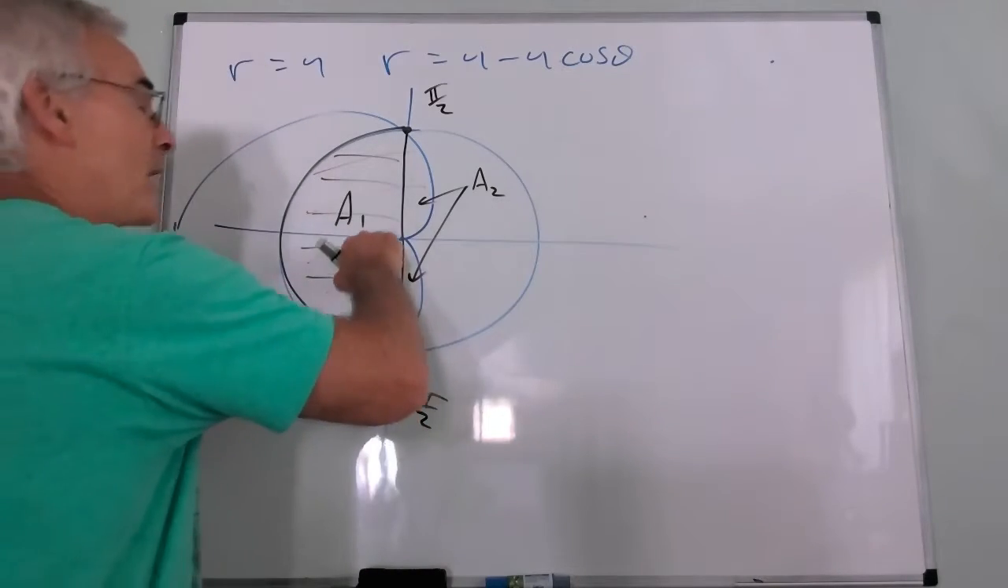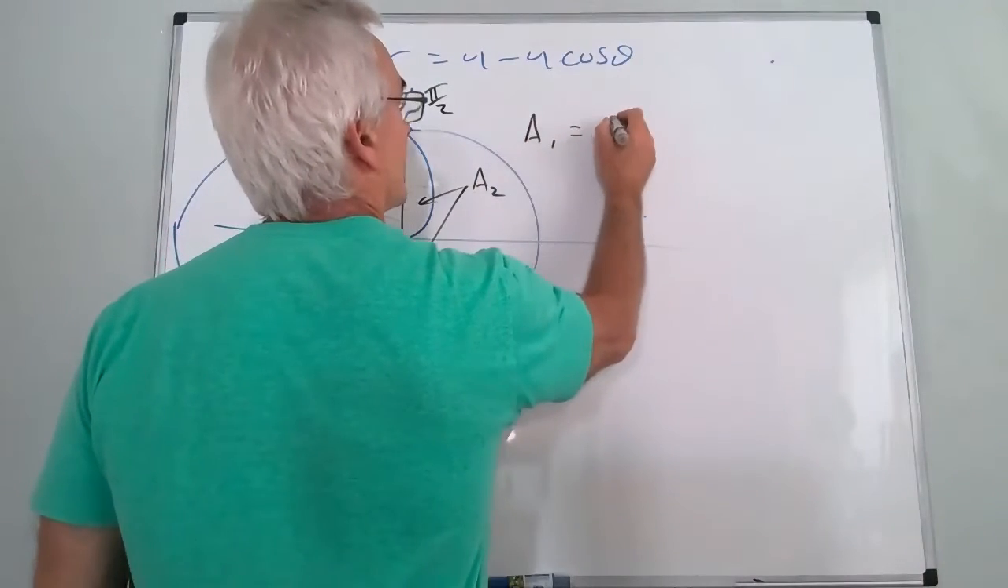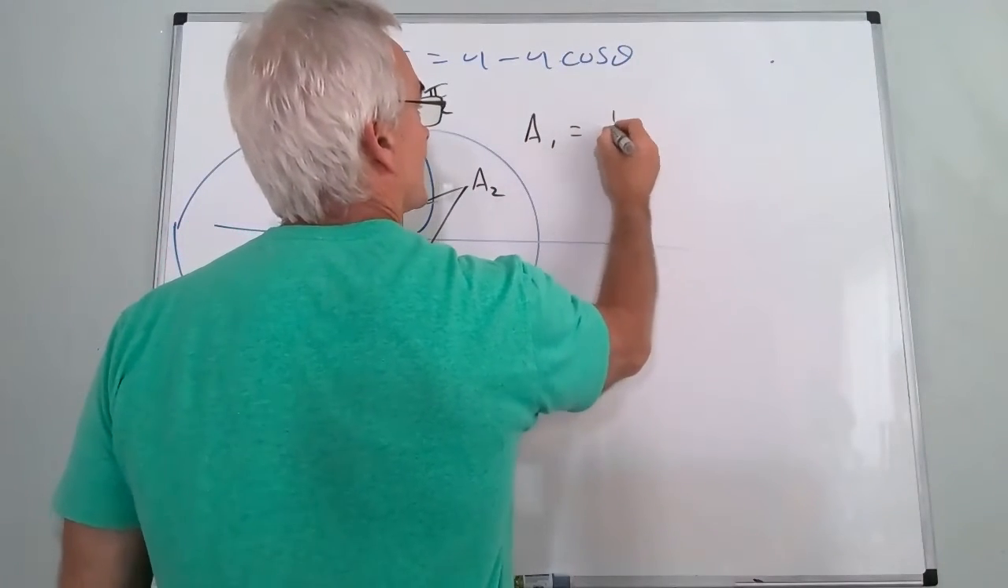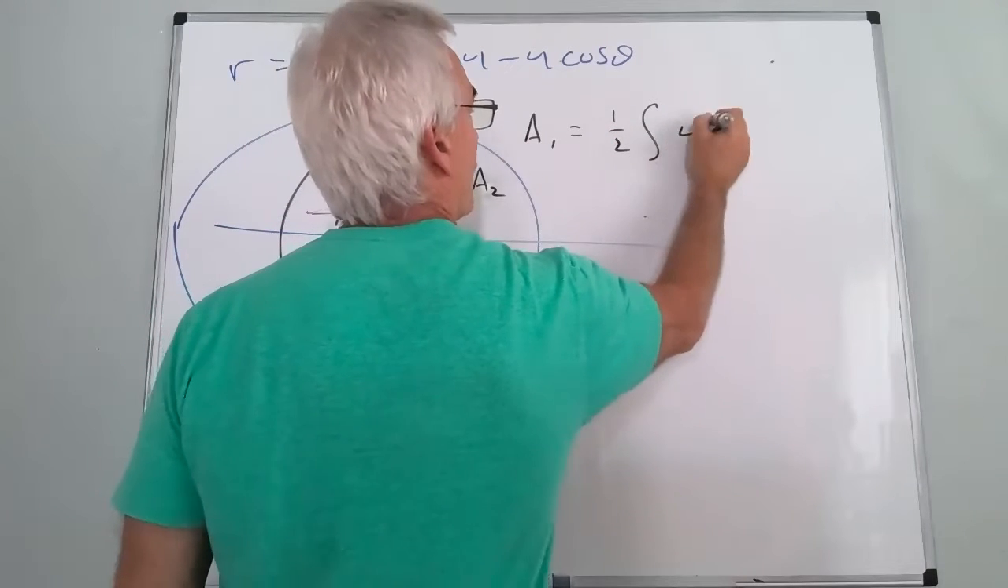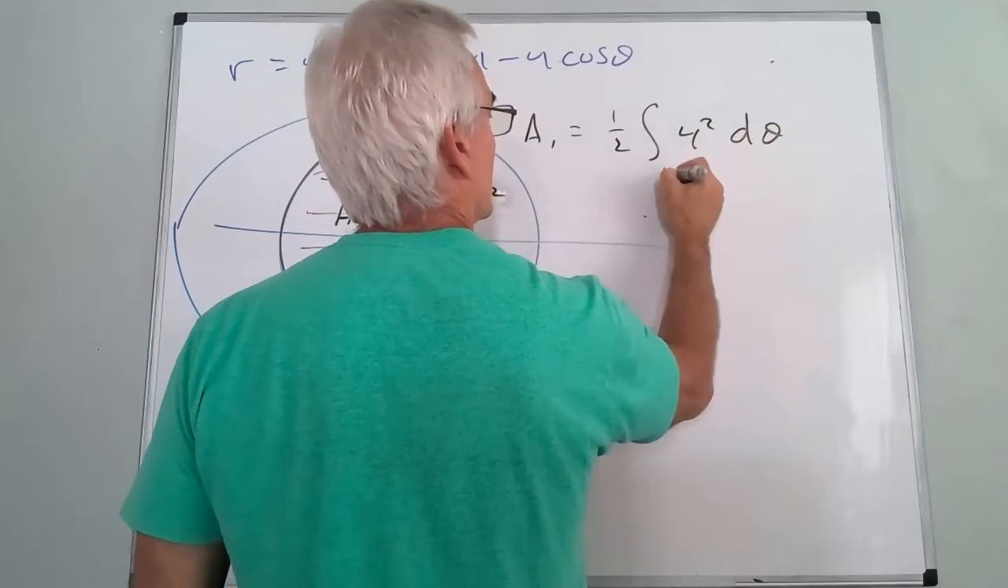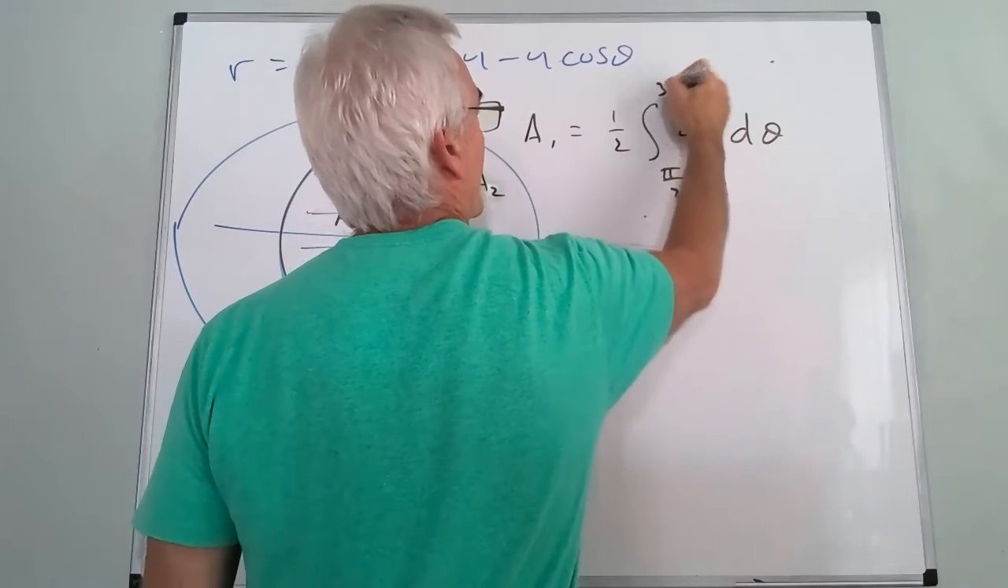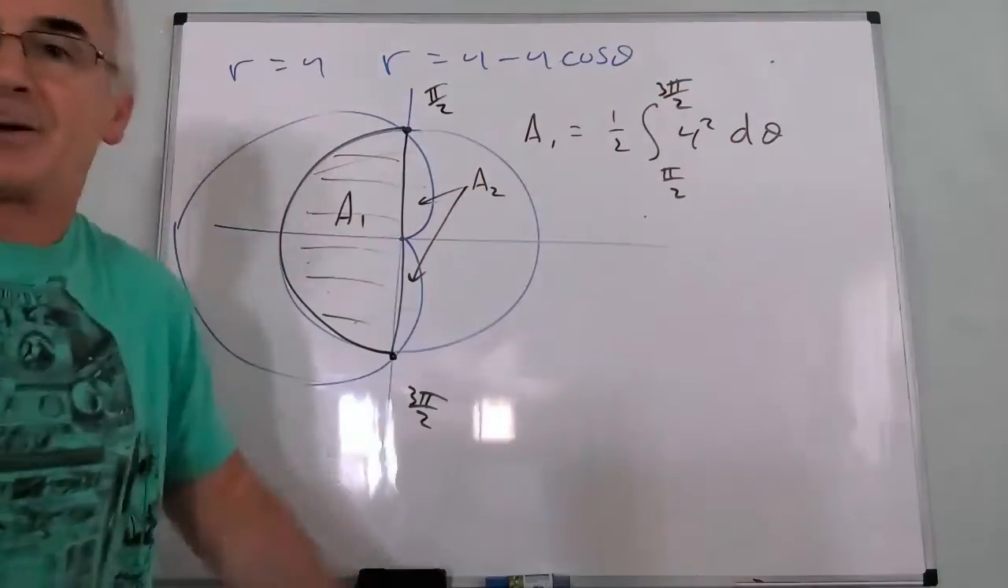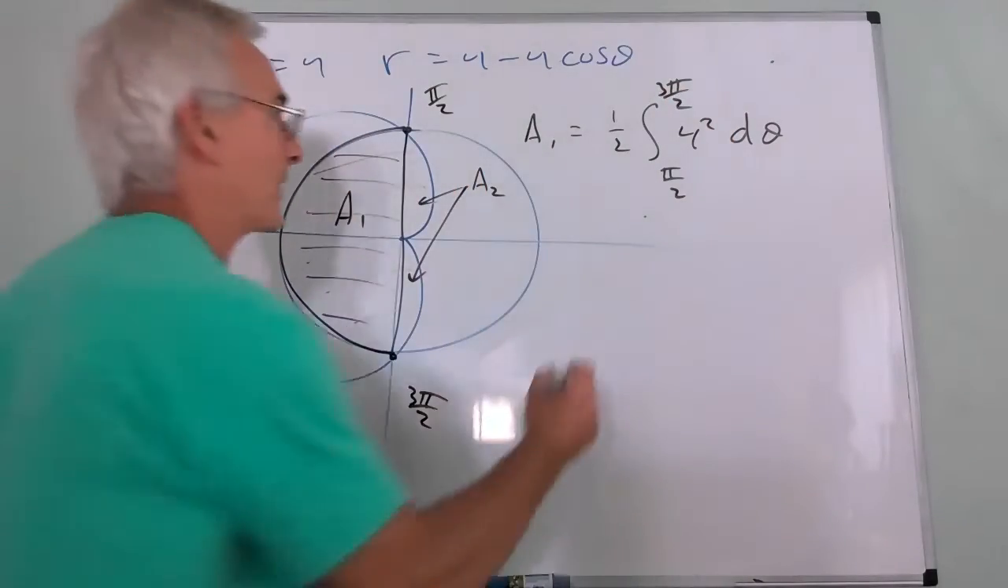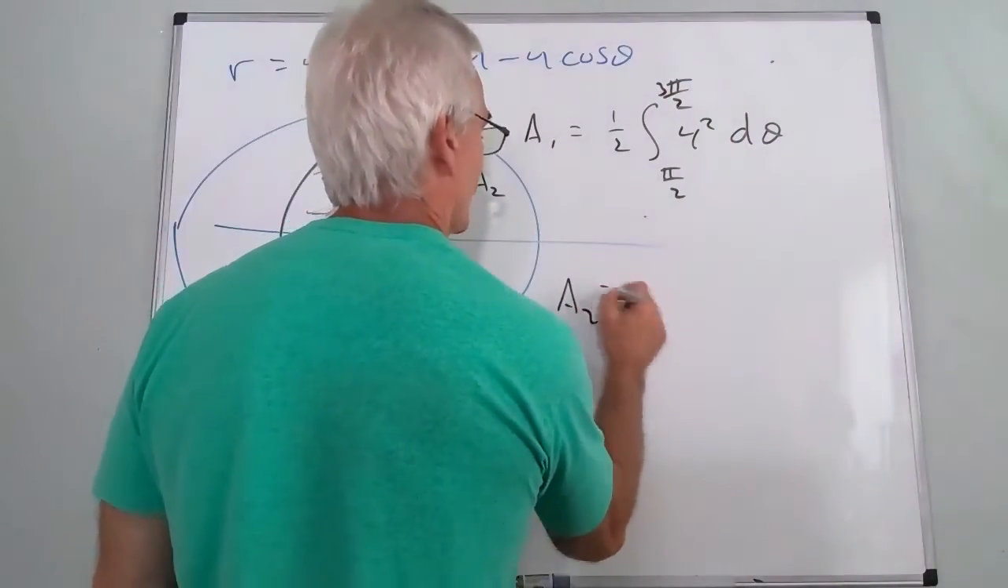So if I was going to do A1 as an integral, remember it's 1/2 r squared. So it'd be 1/2 times 4 squared d theta from pi over 2 to 3 pi over 2. And that's going to be half the area of a circle. That's pretty simple. Now, what about area 2?